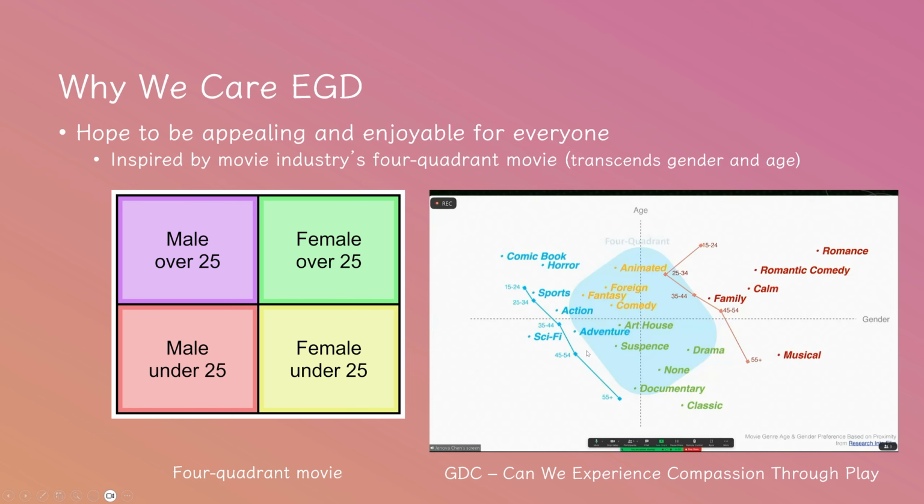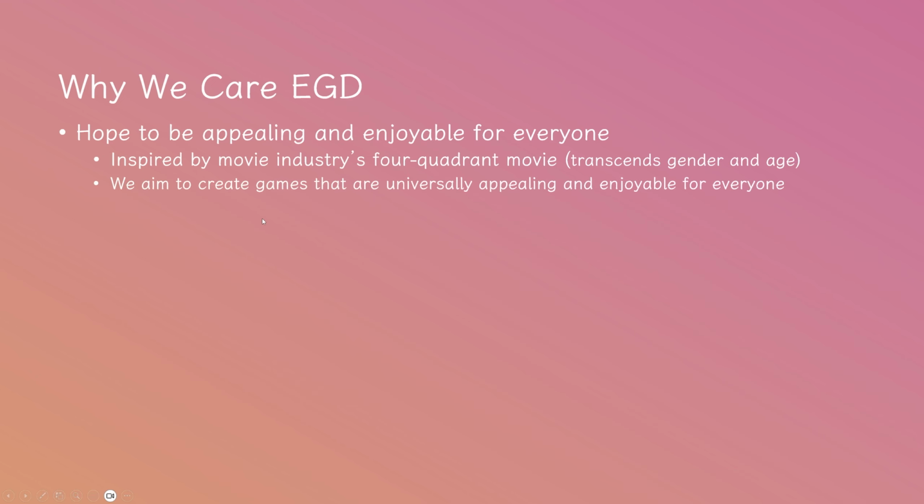You could take, for example, the left part, the blue categories, as those movie categories that men will like more, and the right part, the red categories, as the movie categories that maybe women will like more. But if we look at the center part, the four quadrant part covered by this blue square, those yellow and green categories may be liked by most people across gender and age. So inspired by this, we aim to create games that are universally appealing and enjoyable for everyone.